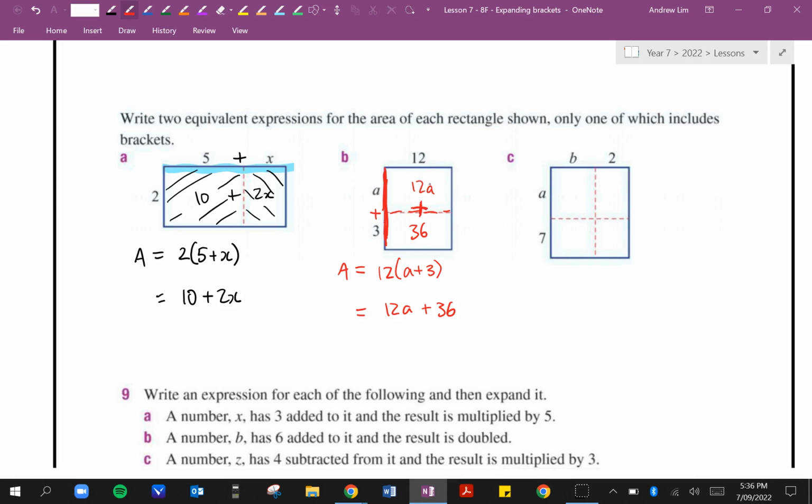And question C. This is b and this is 2, so the whole thing must be b plus 2. This is a and this is 7, so the whole thing needs to be a plus 7.